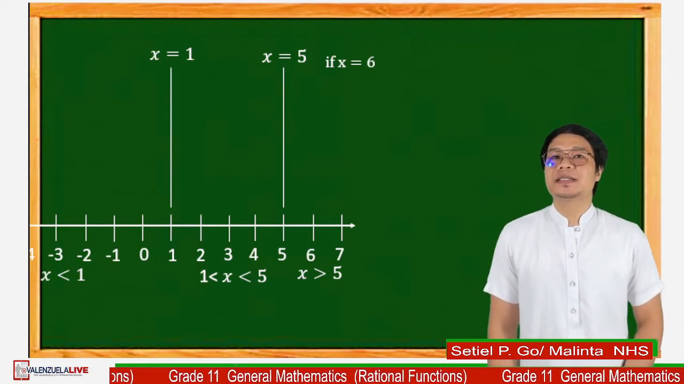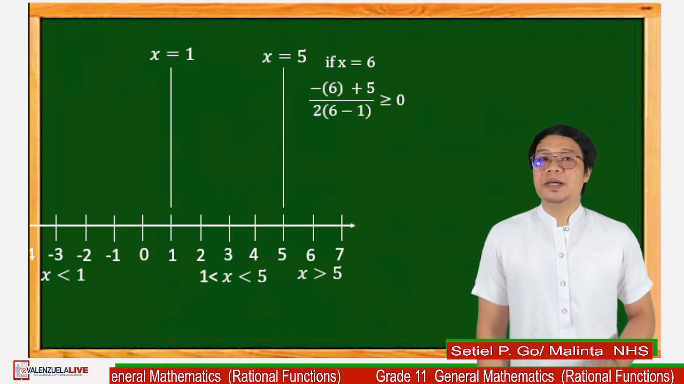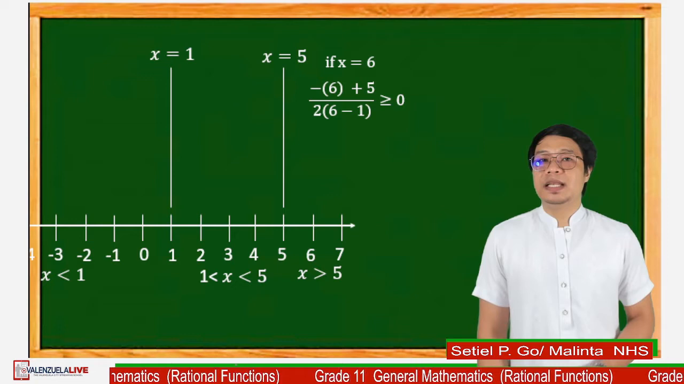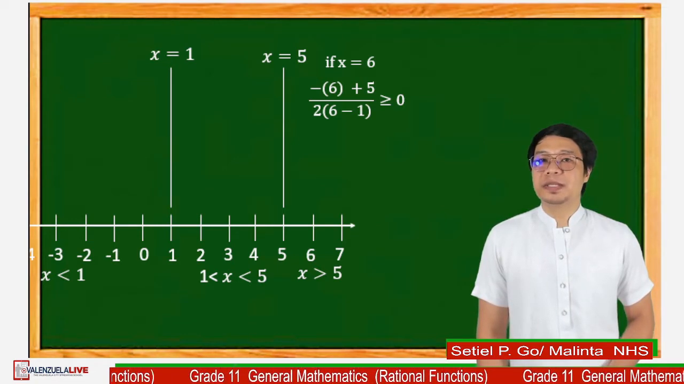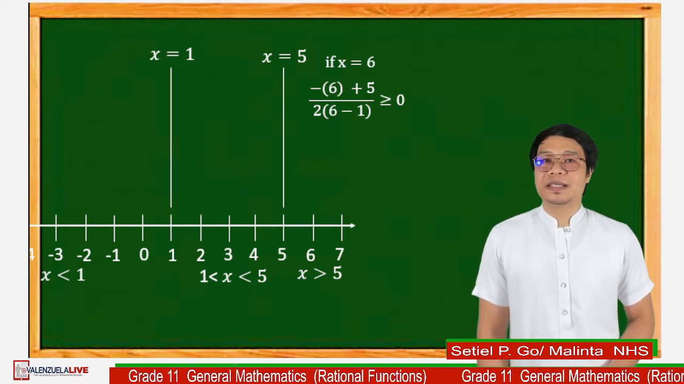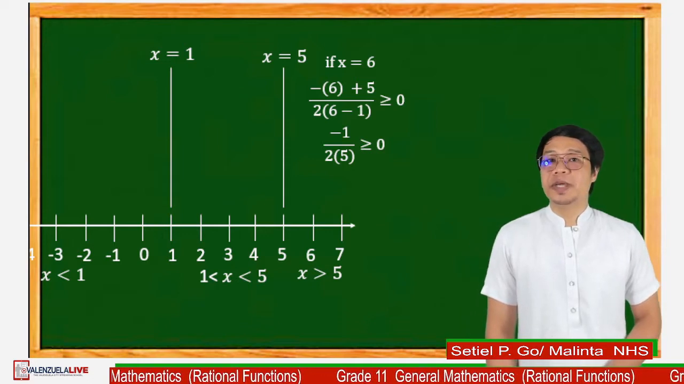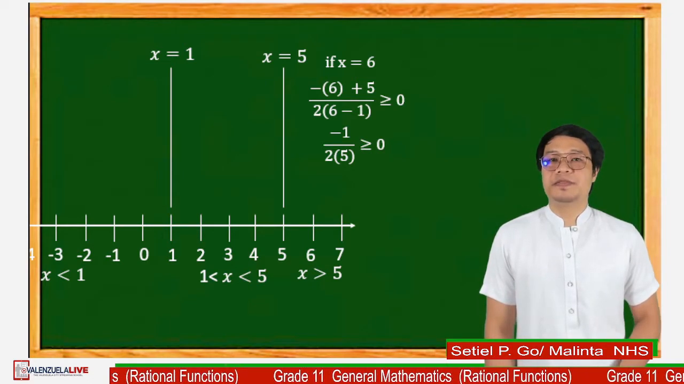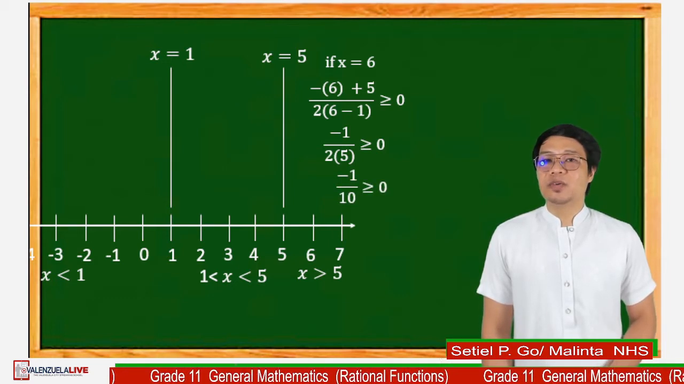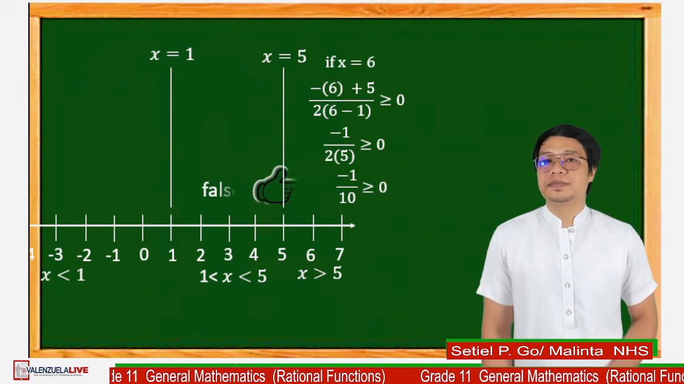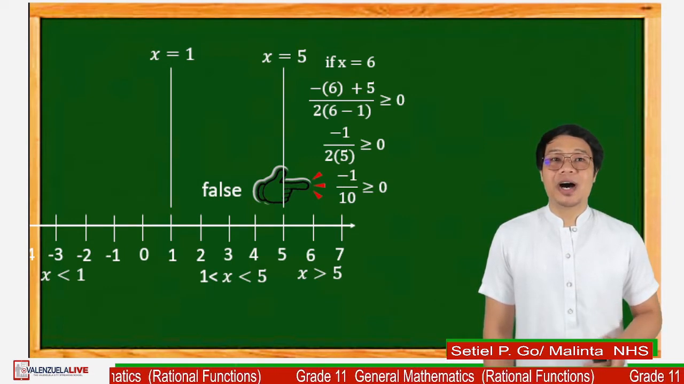Let's consider if x is equal to 6. Simply, again, substitute in the rational inequality. Negative times 6 plus 5 all over 2 times the quantity 6 minus 1 must be greater than or equal to 0. Performing the operation, we have negative 1 over 2 times 5 greater than or equal to 0. So is negative 1 over 10 greater than or equal to 0? No, it's false. Again, if it's false, it's not part of the solution.